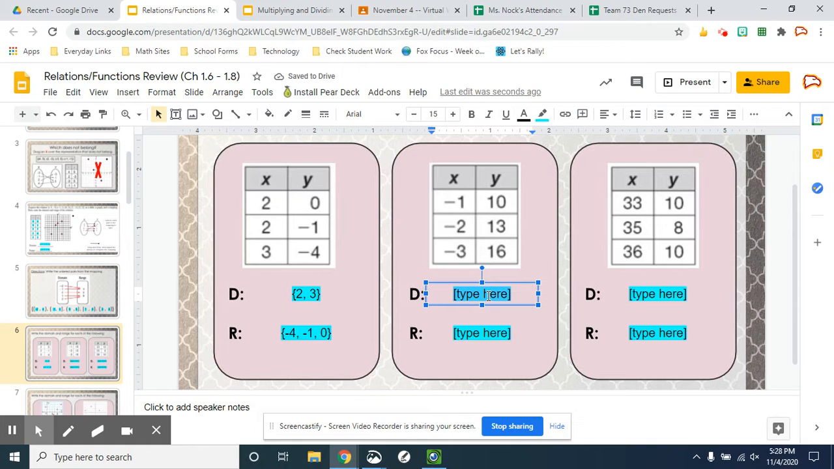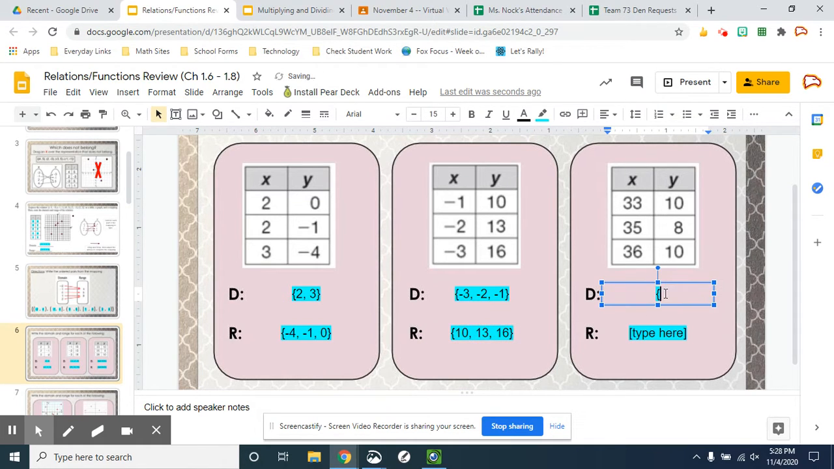All right, for our domain, we don't have any repeats. Make sure it's an increasing order. So the smallest value would be -3, then -2, then -1. And then same with our range. And make sure you're using these curly brackets. That is our set symbol. So it's saying this is our set of values for the domain. If you use parentheses, then it's not going to represent the same thing. And then in increasing order.